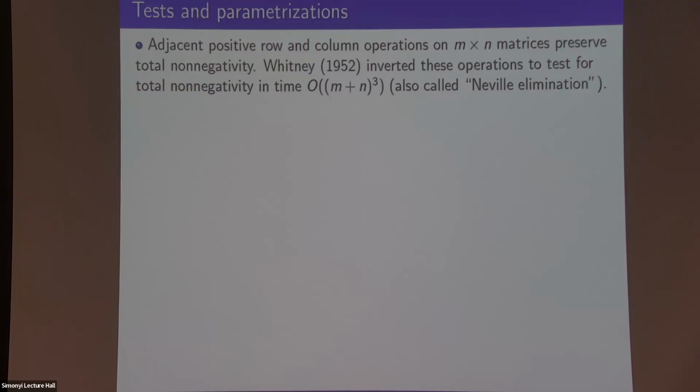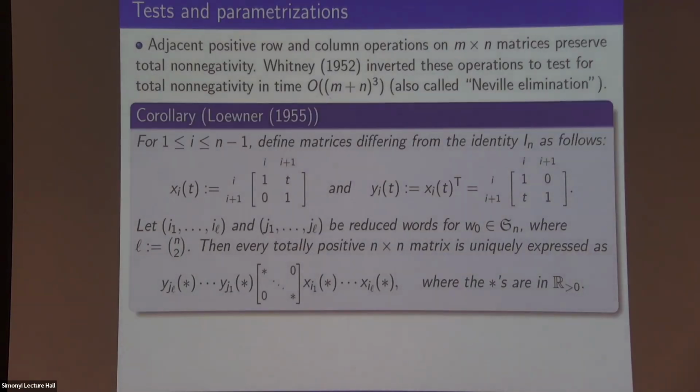So she takes a row, and then rather than adding a positive scalar multiple to an adjacent row, she adds a negative scalar multiple until one of the minors becomes 0. And then you repeatedly do this until you either get an error or you get to the 0 matrix. This is also known as Neville elimination in the literature.